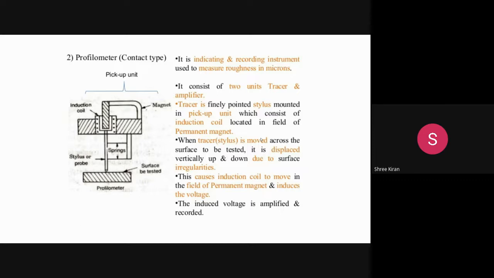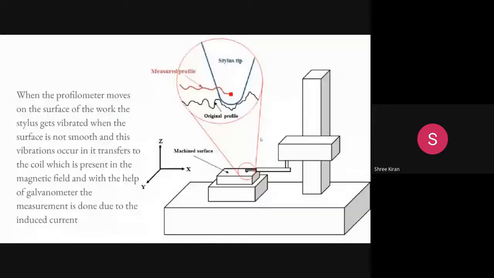When the tracer stylus is moved across the surface to be tested, it is always displaced vertically up and down, mainly due to the surface irregularities. This causes the induction coil to move in the field of permanent magnet and induces the voltage. The induced voltage is amplified and recorded. Then when the profilometer moves on the surface of the work, the stylus gets vibrated.